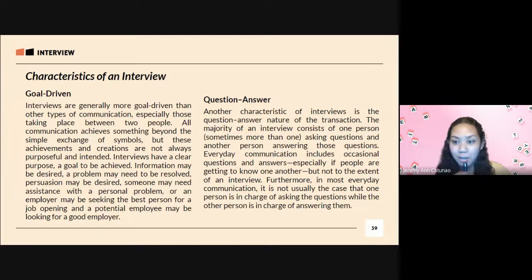So we're trying to gather information mainly. Okay, so there's a problem that we need to resolve. We need to persuade someone. We need assistance. Or we're an employer assessing a candidate. So that's goal driven. Whenever you do interviews, or whenever someone does an interview towards you, there's always a goal at the end of the interview. There's always a target. So yeah, that is one of the characteristics.